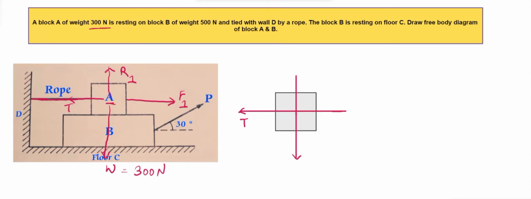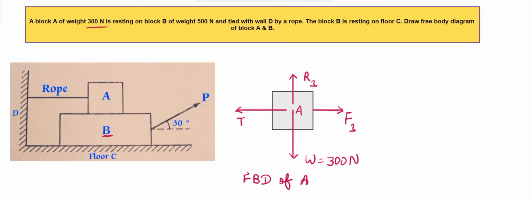Here tension will be acting, and in the downward direction the weight, which is given as 300 Newton. Here it will be F1, which is the friction, and here it will be R1, which is the reaction. And inside we'll just write A. Below we'll write it as free body diagram of A.